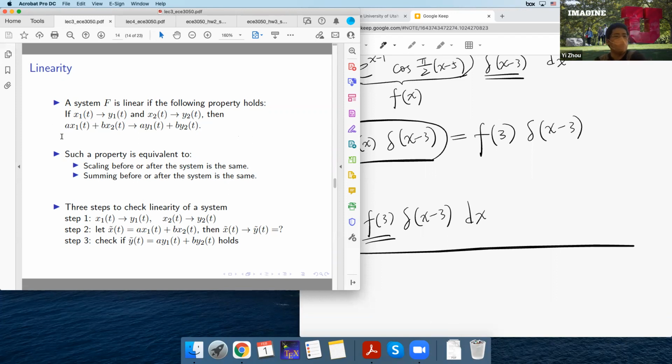So this means when we analyze this type of linear system, instead of looking at the entire input, we can look at each input and figure out their corresponding output first, and then do the same linear combination to obtain the exact output.